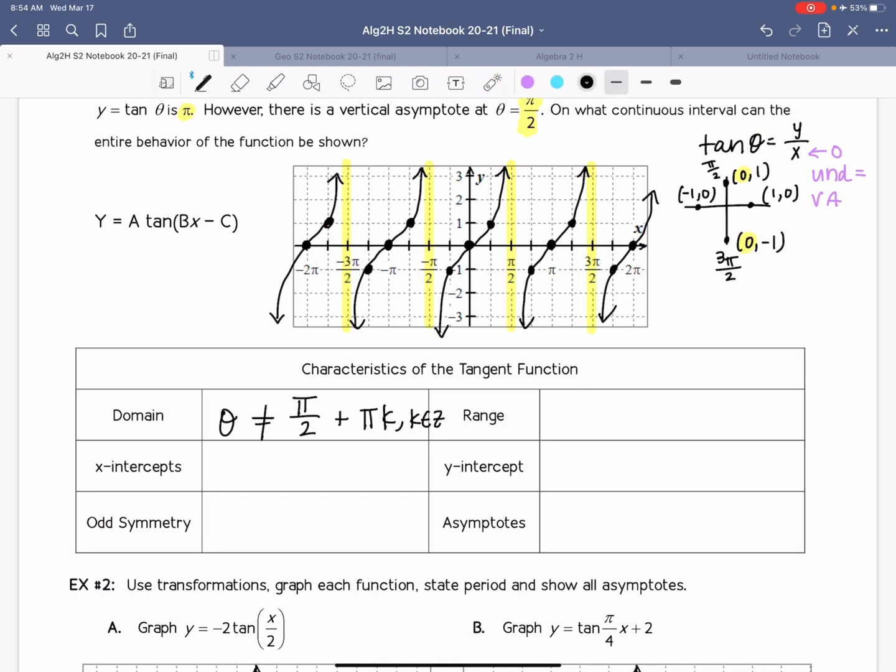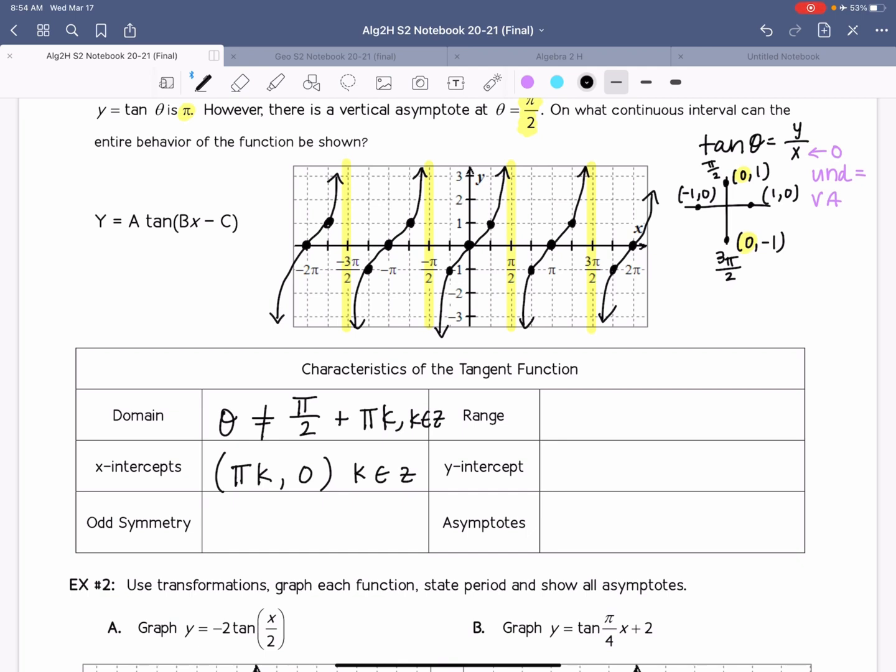So we would say our x-intercepts are pi times k. I could put in 0 and get 0. I could put in 1 and get 1 pi. I could put in 2, 2 pi, 3 pi, 4 pi. And again, k is just an integer. So that would be all of my x-intercepts. I don't really want you guys to worry about odd symmetry. We're just going to skip that.